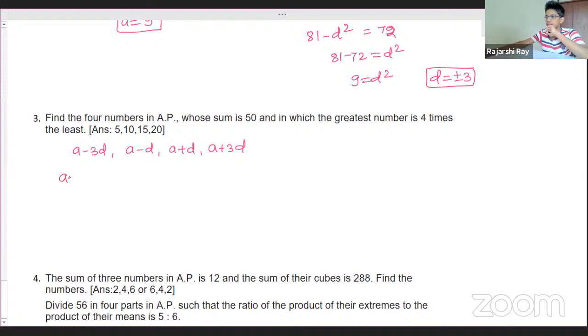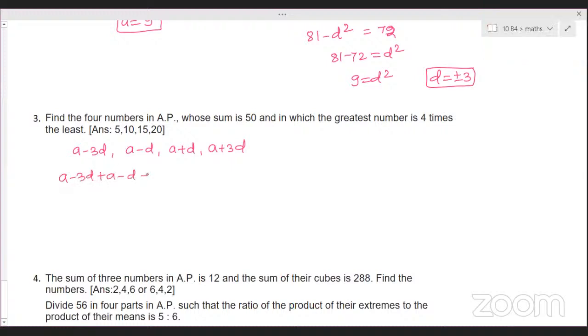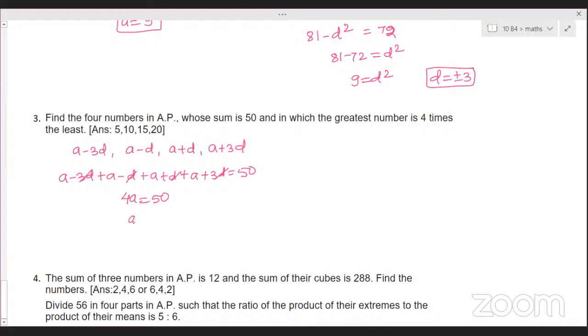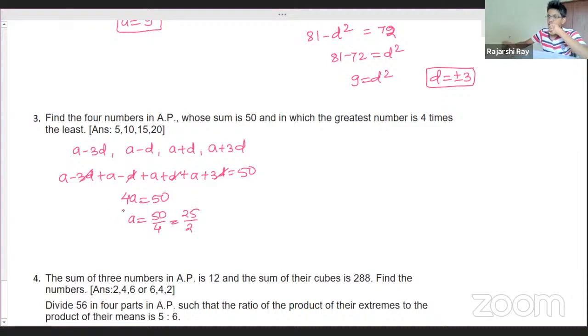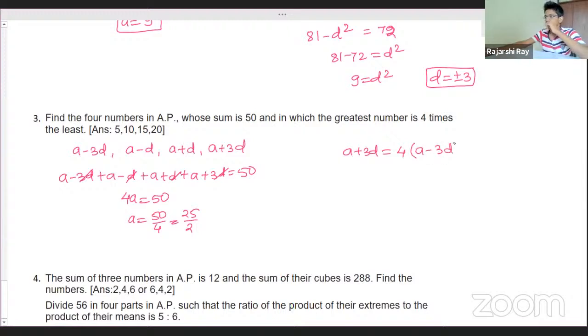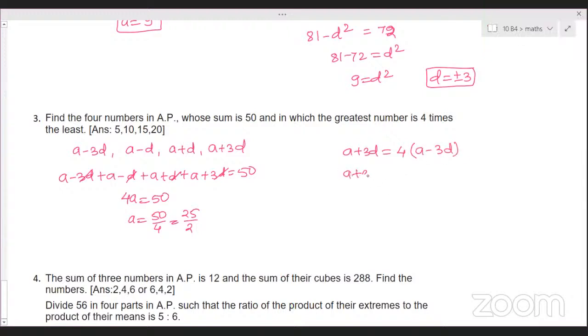We need to add these. A minus 3d plus a minus d plus a plus d plus a plus 3d is equal to 50. So that will be 4a equals 50. A is equal to 50 by 4, that is 12.5, or 25 by 2. Then the greatest is 4 times the least. Out of these, a plus 3d is the greatest, and it is 4 times the least, a minus 3d. So a plus 3d is equal to 4a minus 12d.